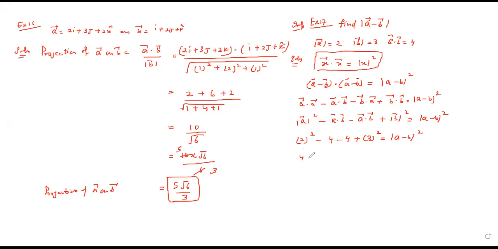So 2 square is 4, minus 4, minus 4, plus 9 is equal to magnitude of A minus B square. So this is 5, equal to magnitude of A minus B whole square. So mod of A minus B is equal to under root 5. This is the required answer.